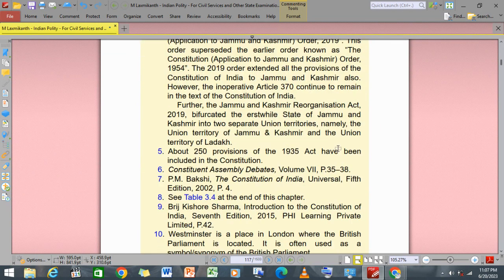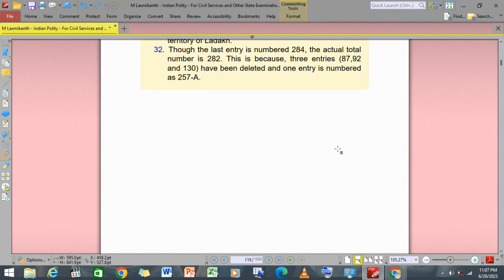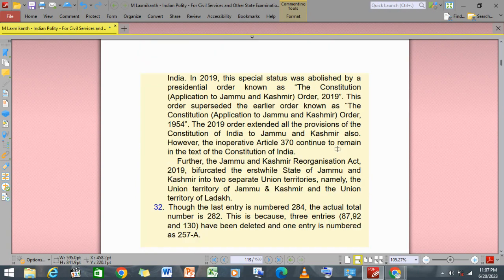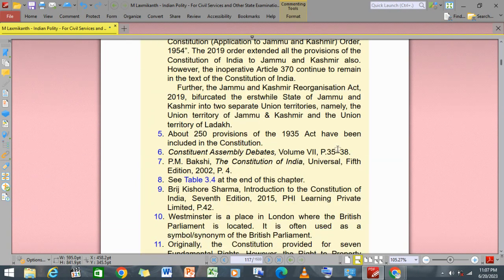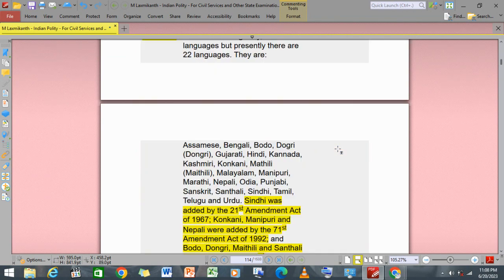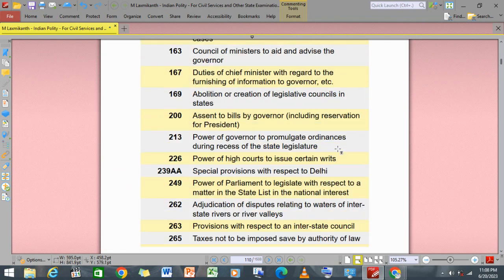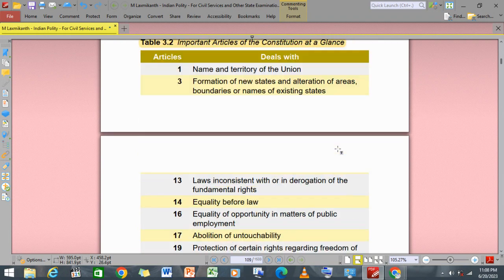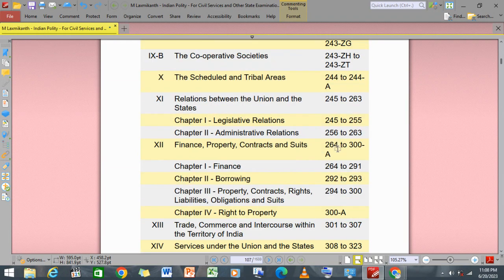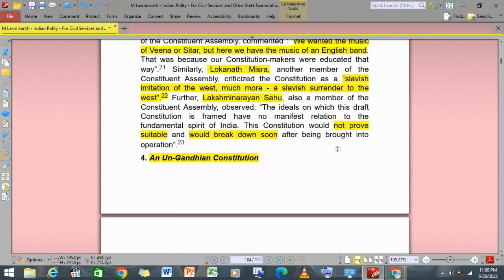So these are all the things which we have taken from different constitutions in the Constitution of India. So we have completed this chapter as well, and thank you everyone for listening. And tomorrow I'll do some questions based on this chapter. All right, from M. Laxmikant objective book itself. And I hope this lecture was quite fruitful for you all.